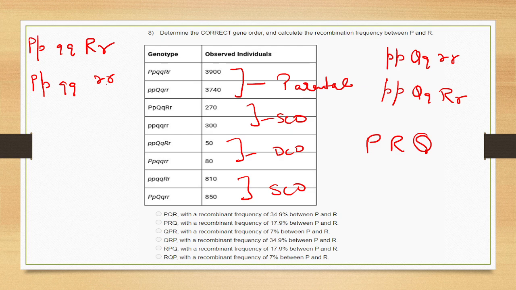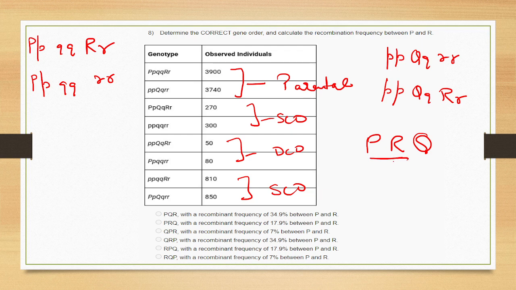So here, since R is getting crossed over, you can see this is same, this is same, this is same, this is also same, but here it is like the other parental generation. Here also this is same, this is same, but this is of the other parental generation. It means crossing over has taken place. So your R is in the middle, so your gene order would be PRQ. Now this is the first thing. Now we have to calculate the recombination frequency between P and R.